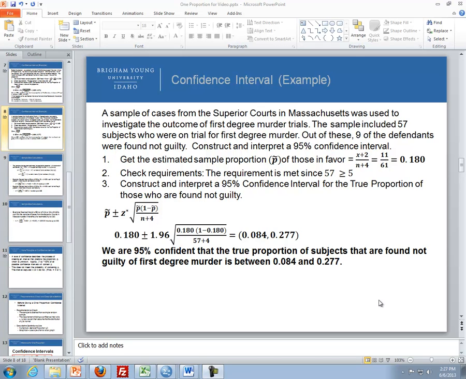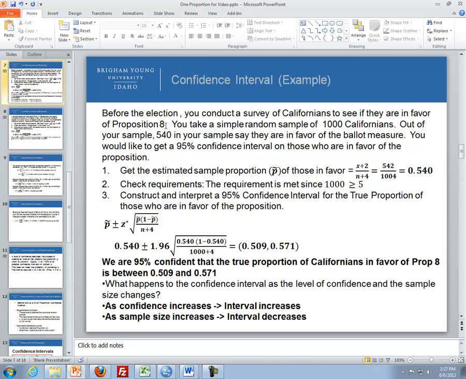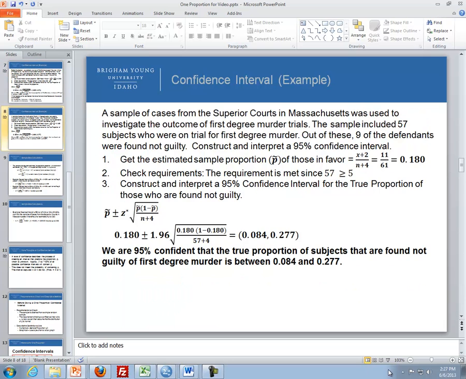This is a continuation of the lessons dealing with inference for one proportion. I talked about in the last video an example which dealt with Proposition 8, and we created a confidence interval. So let's go through a second example here.